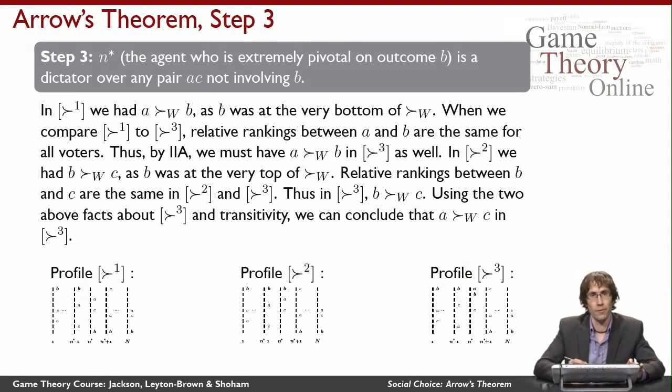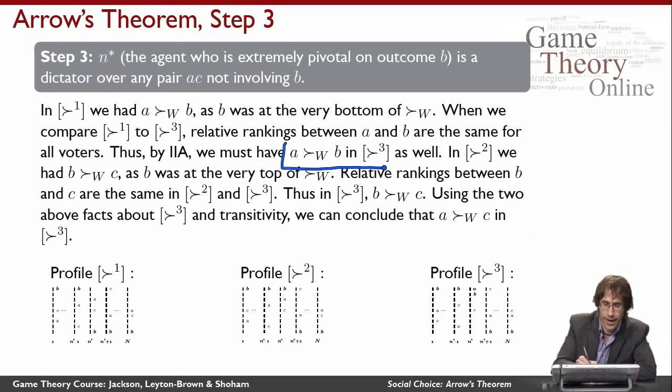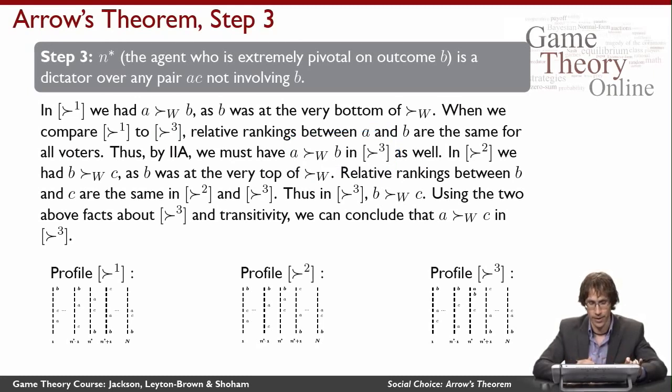So from this fact, we can conclude that in pref3, it must be that A gets socially preferred to B, because by independence of irrelevant alternatives, the social choice between A and B can only depend on their relative rankings by the different agents, and we've just seen those relative rankings are the same in pref1 and in pref3.